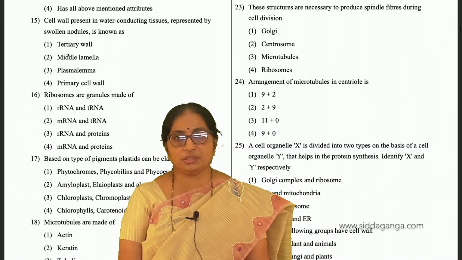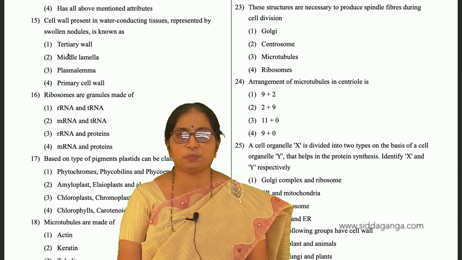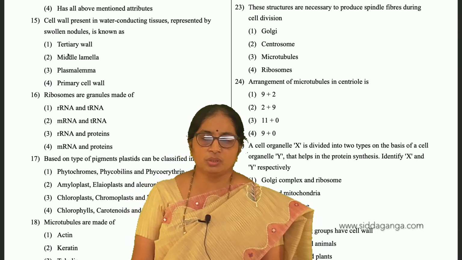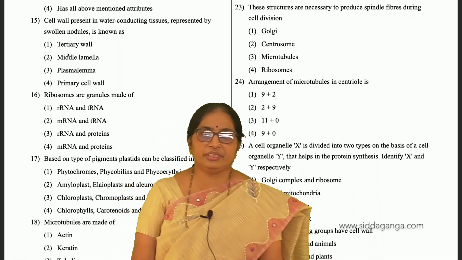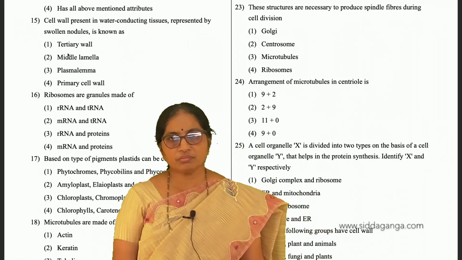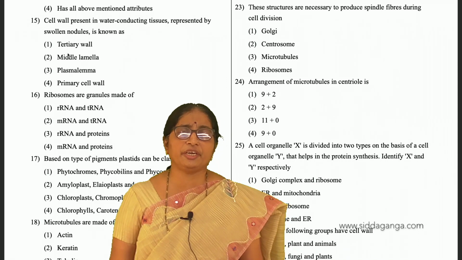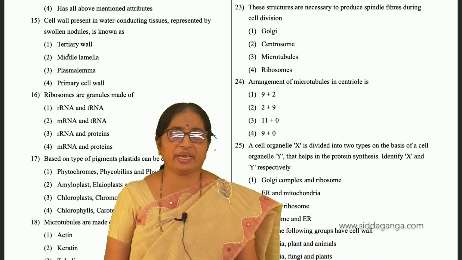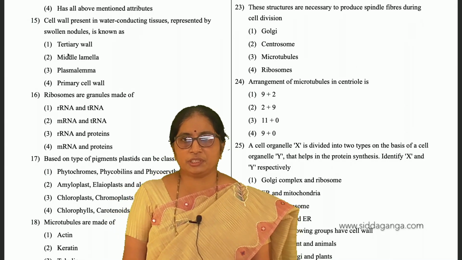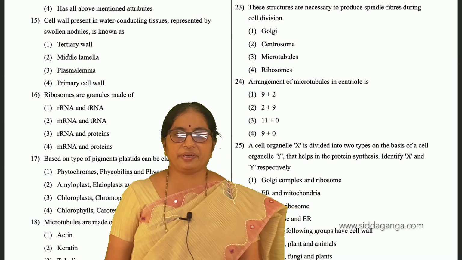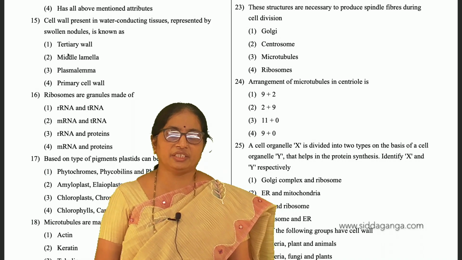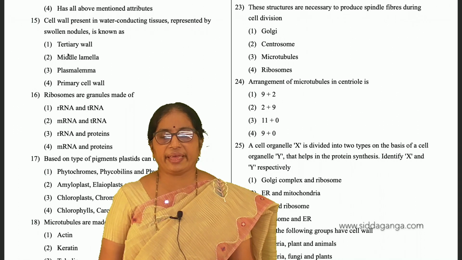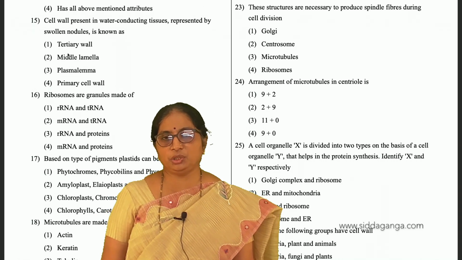These structures are necessary to produce spindle fibers during cell division. So I have also started with the chapter called cell division. While learning some of the functions, we have referred to the word spindle fibers. So with that pretext, I would like to quote the answer as microtubules. They act as the spindle fibers during cell division.